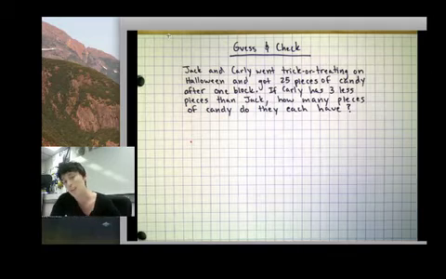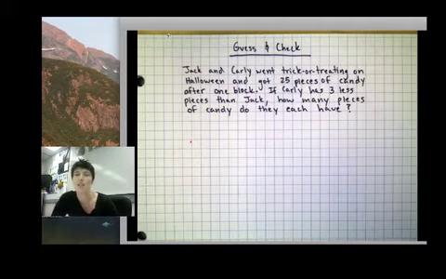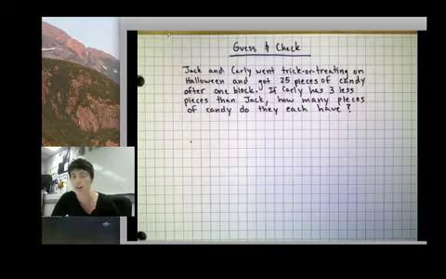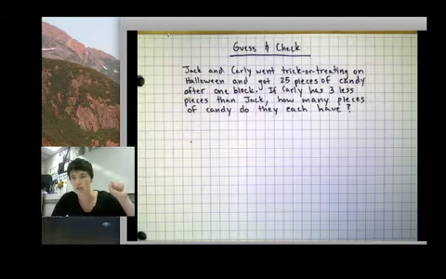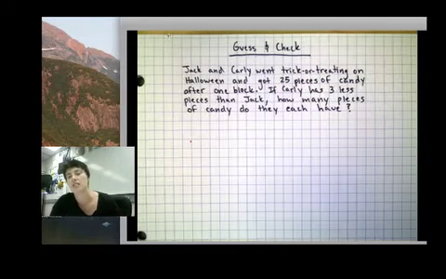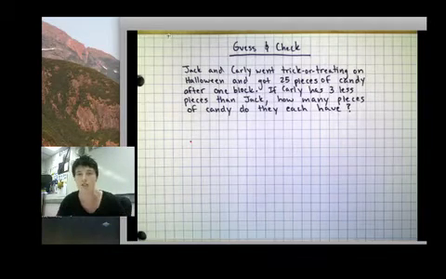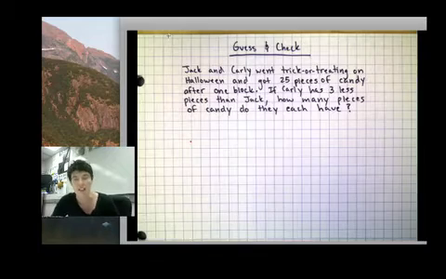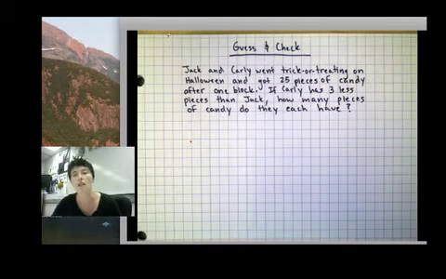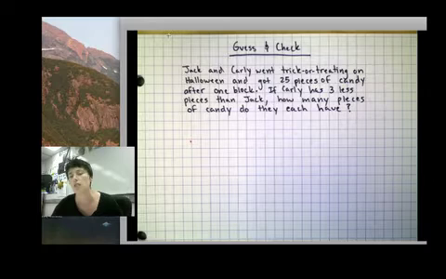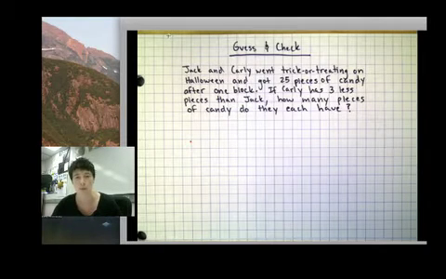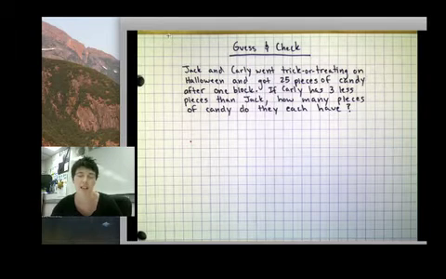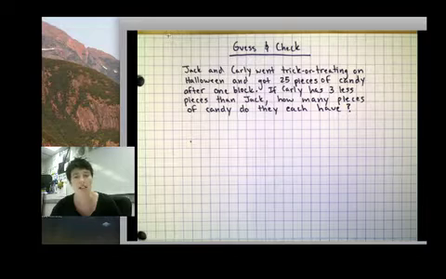It's about two people, Jack and Carly, and it basically says that Jack and Carly went trick-or-treating on Halloween. So they're going door to door on Halloween, knocking on the doors and saying trick-or-treat, dressed up in their costumes, getting candy. I'm sure most of us have done this as kids. So Jack and Carly go around one block and they get 25 pieces of candy after going around one block. Now, if Carly has 3 less pieces than Jack, how many pieces of candy do they each have?